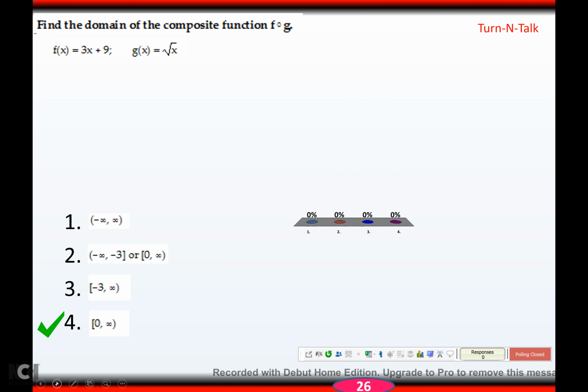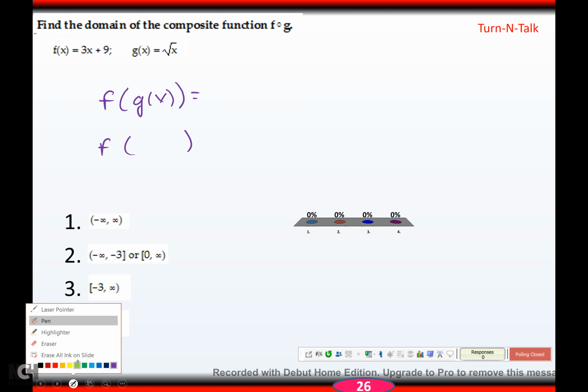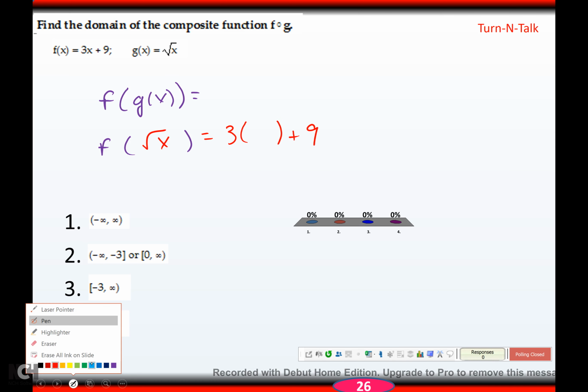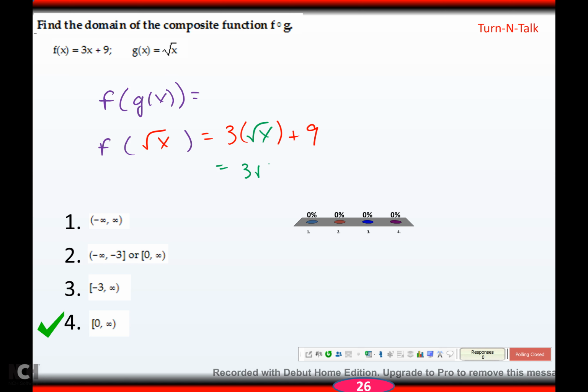And hopefully you got 0 to infinity. Alright, so if they want me to find f of g of x, they're asking me to find f of the g function, which says take a square root. And then I copy my f function, 3 parentheses plus 9, and I plug in what I brought, which is the square root of x, which gives me 3 square roots of x plus 9. That's what my f of g of x equals.